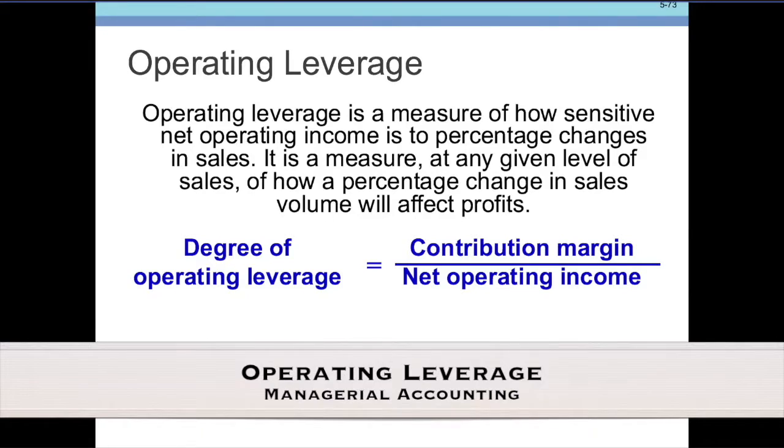It says the degree of operating leverage is contribution margin divided by net operating income. Contribution margin divided by net operating income. So for every dollar of contribution margin, how many dollars of net operating income or profit do you get? So that's the question.